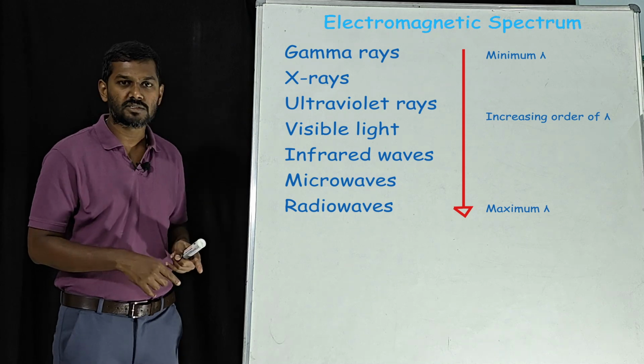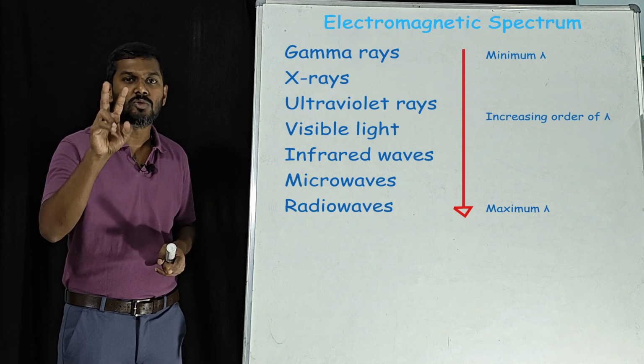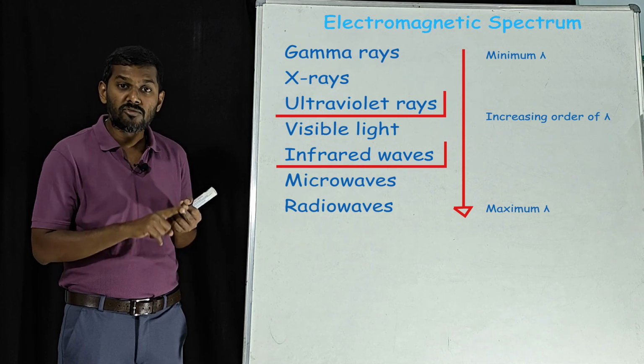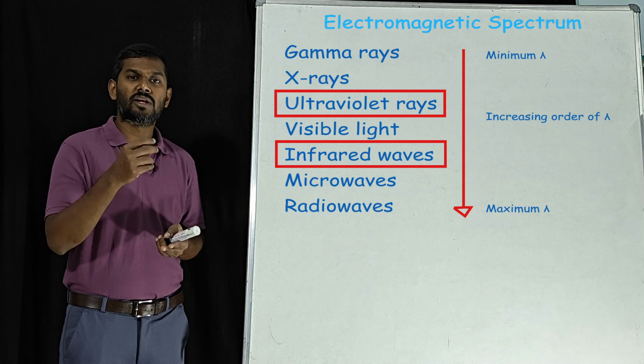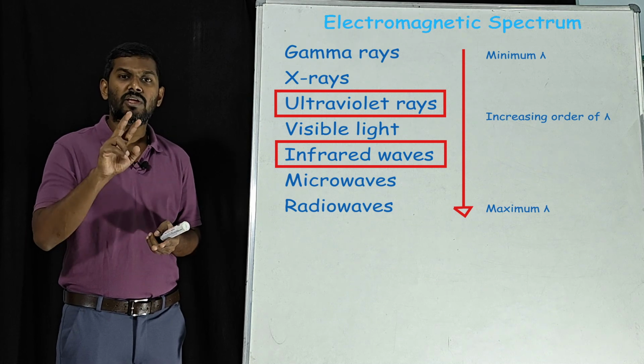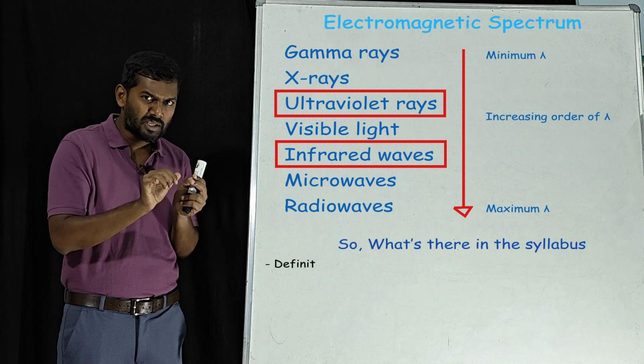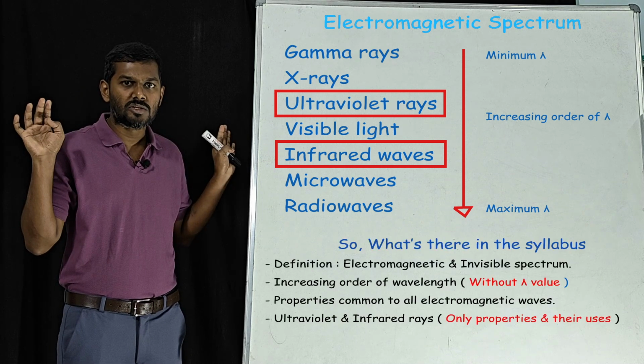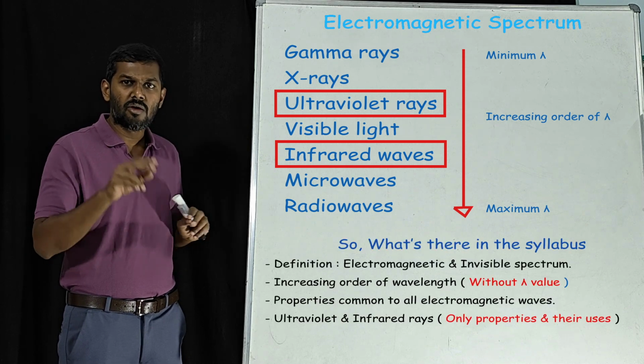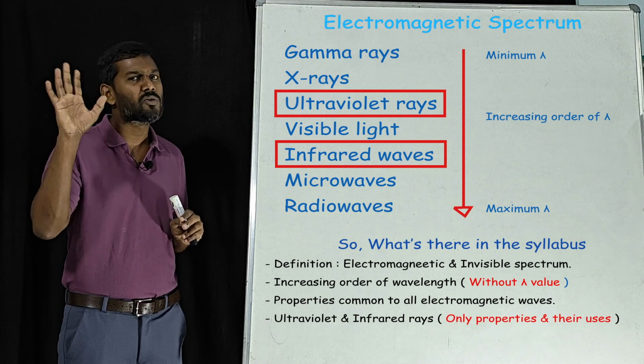Out of these radiations, we are going to learn only two. What is that? Infrared and UV. When it comes to infrared and UV, we require only two things: properties and their uses. Properties and their uses, that's it.